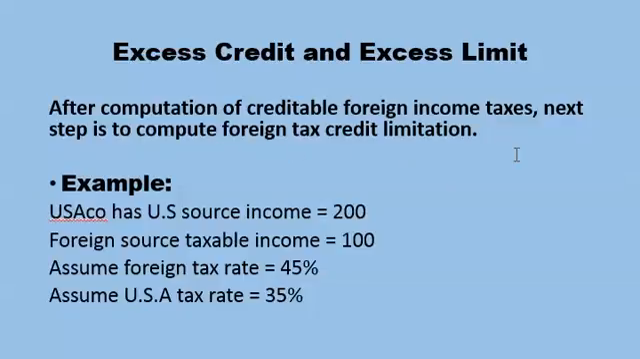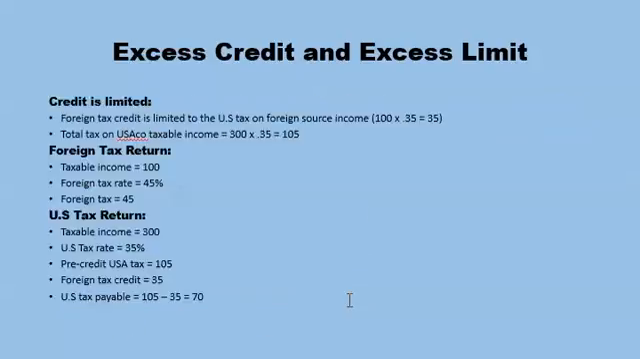Let's take an example. In this example, we have a USA corporation that has US source income of 200, foreign source taxable income of 100. Total worldwide taxable income is 300. Assume foreign tax rate is 45%, and let us assume USA tax rate is 35%. Let's take a scenario that credit is limited.